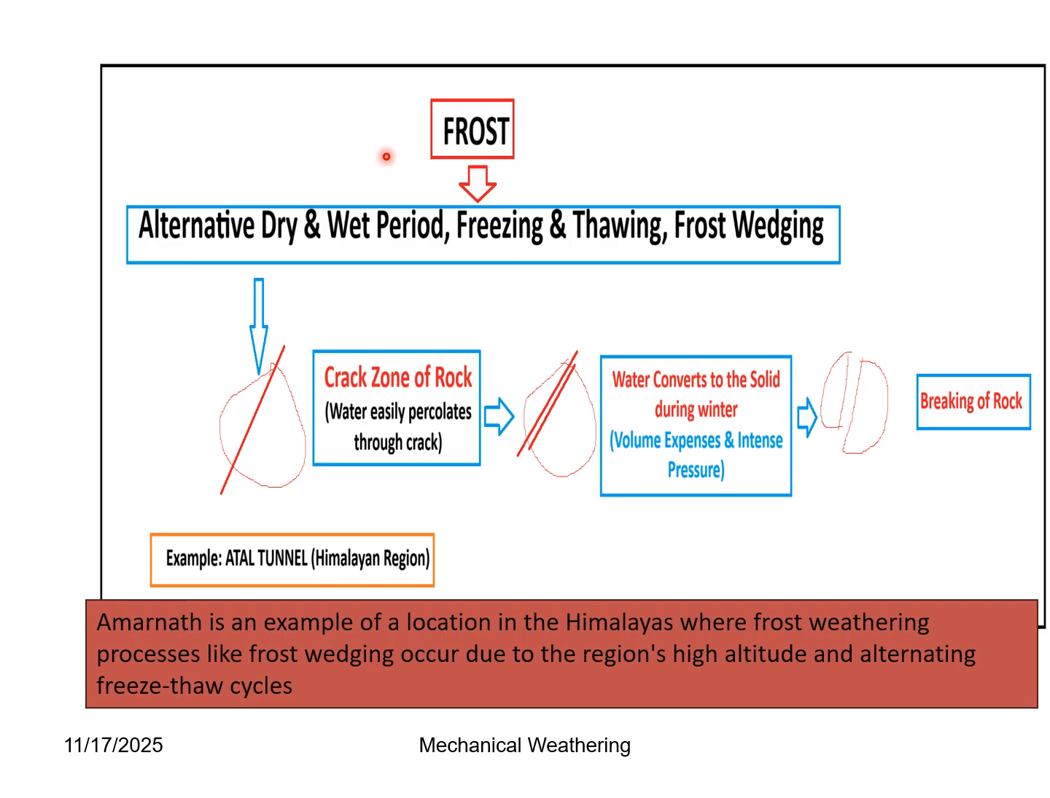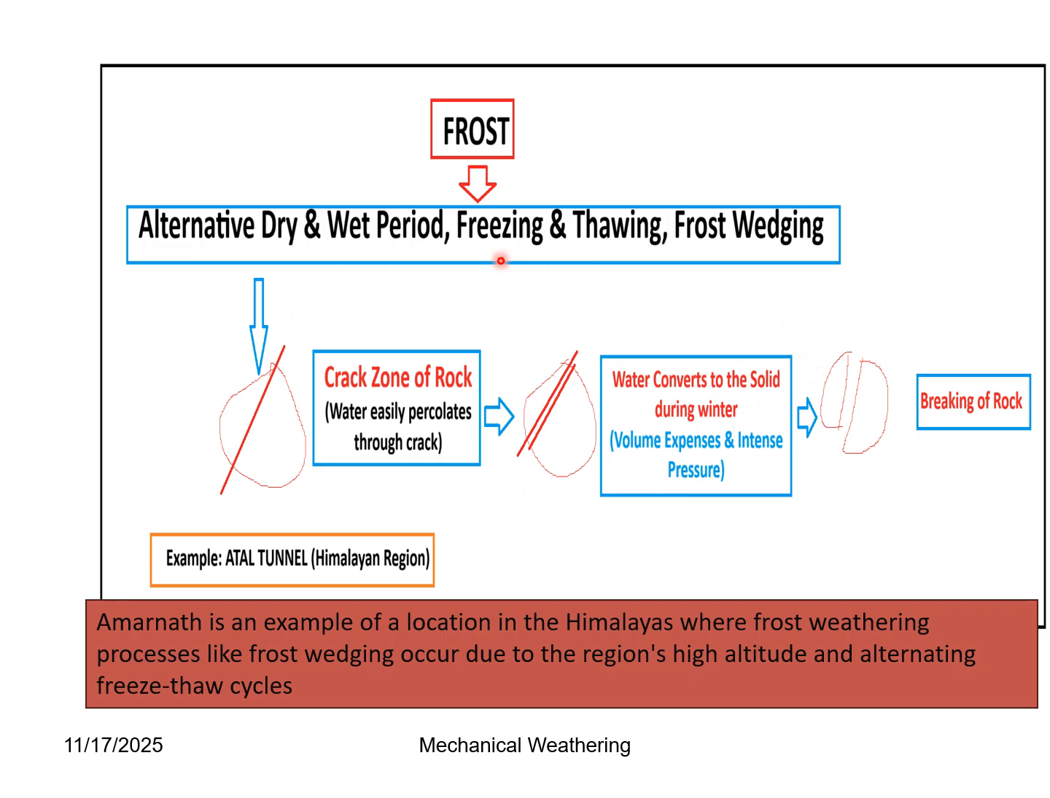The fourth one is the frost or glacier related mechanical weathering. It is very common in hilly or mountainous regions or the Arctic and subarctic regions. Normally there is an alternate wet and dry period, and during the summer, water percolates into the cracks of the rocks, and when winter comes the water converts to the solid state, and there is an expansion of volume, and due to intense pressure, the rock breaks. This process is known as frost wedging.